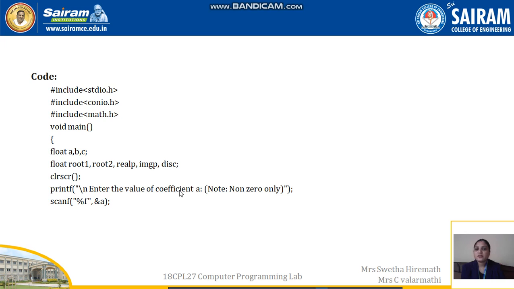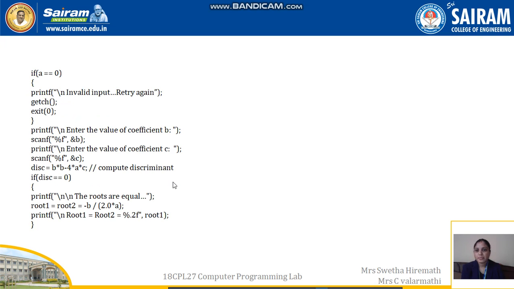Printf, enter the value of coefficient a. First we go for a. Scanf percent f, ampersand a, because we have declared a as a floating point number. If a is equal to 0, then what happens? Printf invalid input, retry again. It tells that the a value should not be equal to 0. If it is equal to 0, we cannot find the x value or the roots. So when a equals 0, it is invalid input, and we have to enter the value of a again.